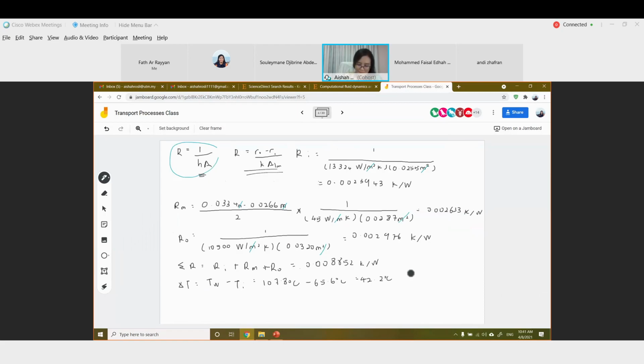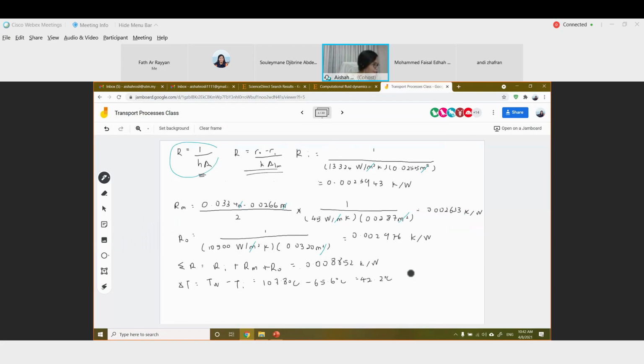Now, just now we assumed the temperature of the water going out, T2. The thing is, we don't know whether this is correct or not. So now we need to check whether the temperature 2 that we assumed, which if you remember we assumed to be 80 degrees Celsius, is correct.